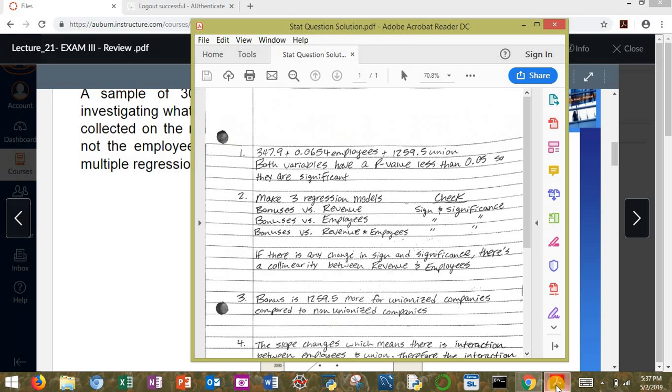And so I can show you my solution to that. We weren't required to actually go through the work for this, but you check the sign and significance for each of these models. So they're being compared against our dependent variable, which is bonuses, and so that's the new variable we wanted to add. That's the existing one, and that's the interaction term. So as you can see here, if there is any change in sign and significance, then that means there's collinearity between revenue and employees. So you will have to do a little bit of math and get the values for that, and then you'll be able to check and see if it is significant or not.